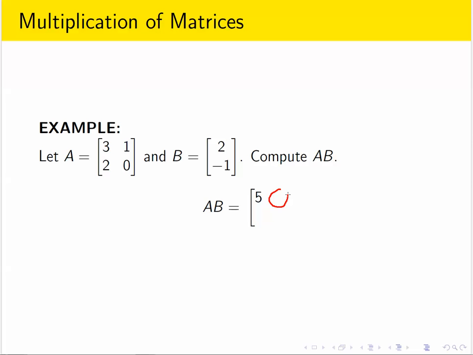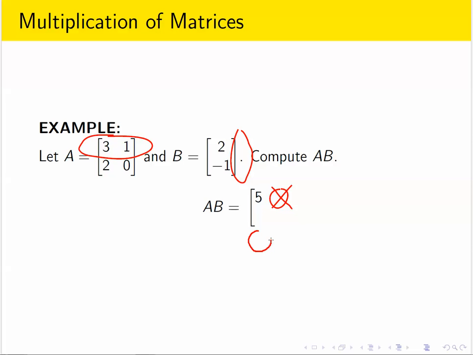How about the value that goes here? Well, that's in the first row of A and the second column of B, but oh, wait a minute. B doesn't have a second column. So that means the product doesn't have a second column either. There is no entry right here. The product only has one column because B only has one column.